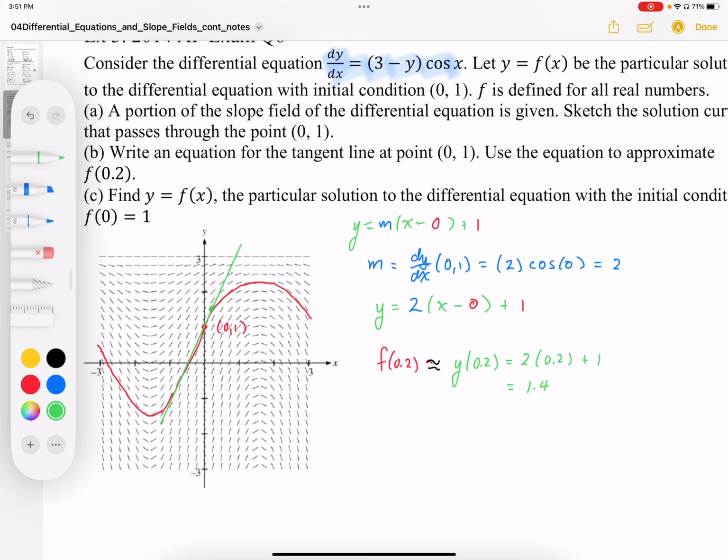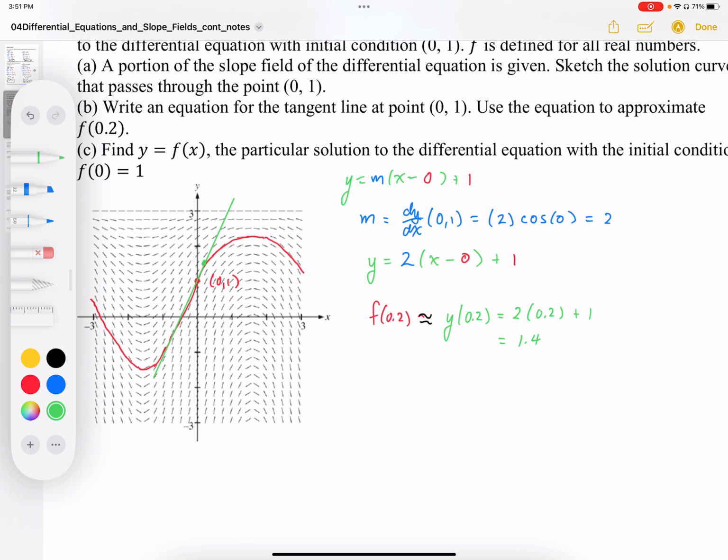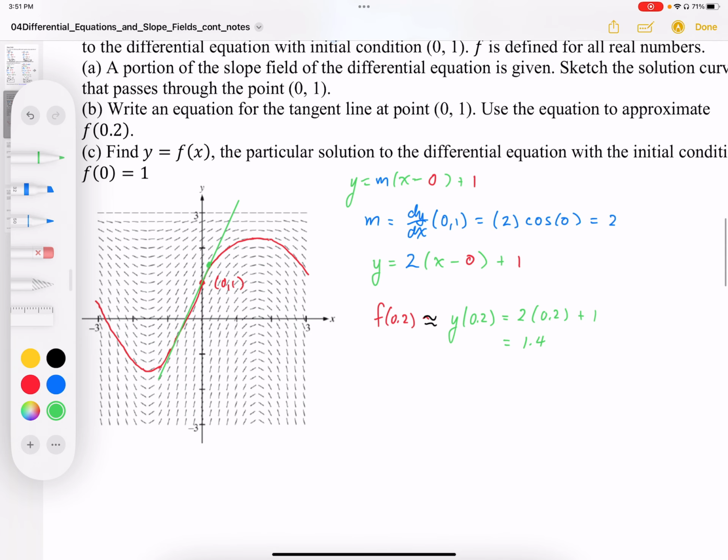Okay, the coordinate that we're actually looking for is on the red line, so it's just a little bit below, and we can tell by the curvature that that's going to be below. So the approximation of f(0.2) is approximately 1.4 using that tangent line.